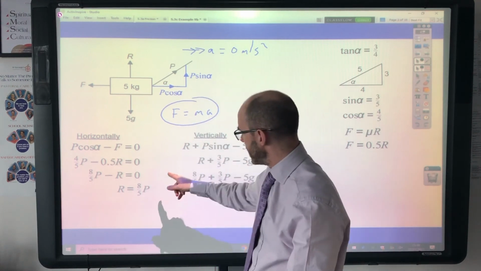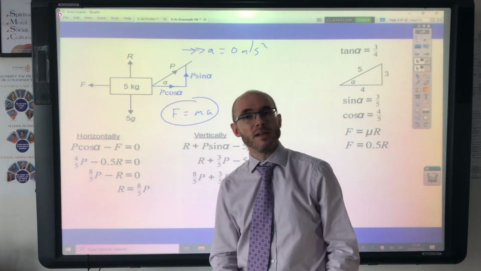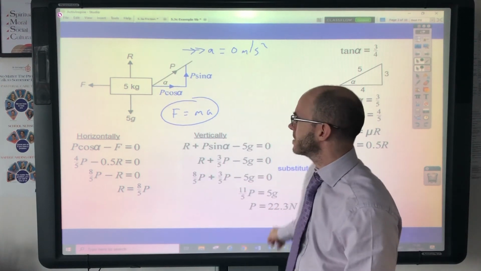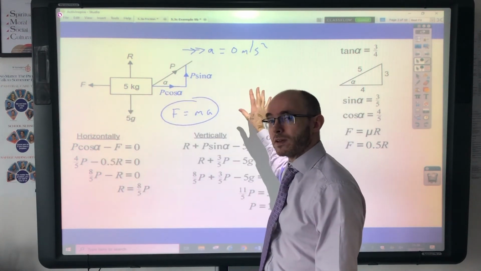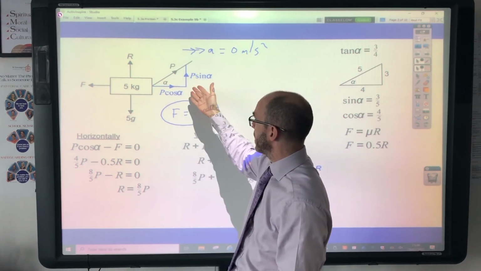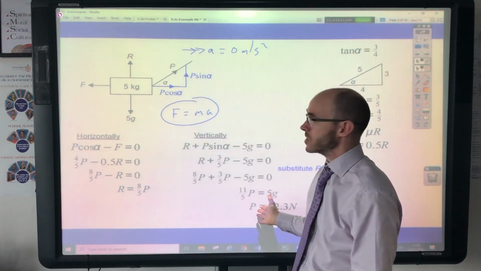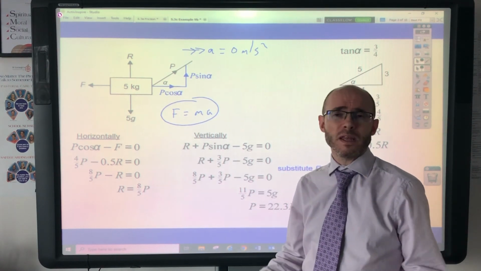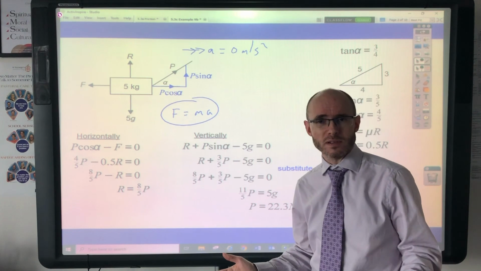But if you make it greater than 22.3, if it's say 23 or 24 or 25, any number that's greater than that, then it's going to be moving. So in answering the question, what is the smallest value of P such that it's going to move, it is 22.3 newtons. I'm hoping that you found that useful and interesting.